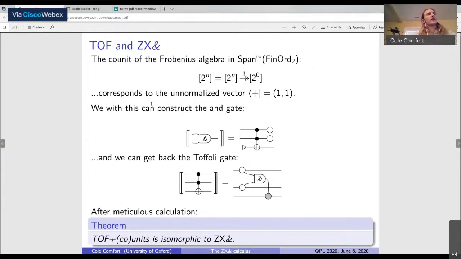So you can construct the AND gate from the Toffoli gate and these generators in this way, by discarding with the plus. And you can go the other direction to get the Toffoli gate. This is well known, but by translating between TOF plus the counit and unit and ZX, after tons of calculations, you get this theorem that they're actually isomorphic as dagger monoidal categories. So that's pretty cool.